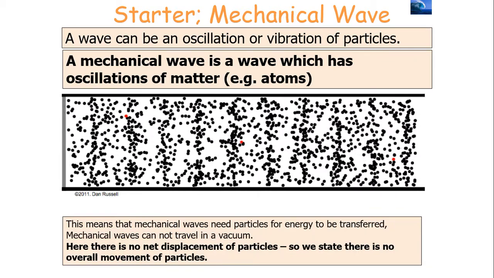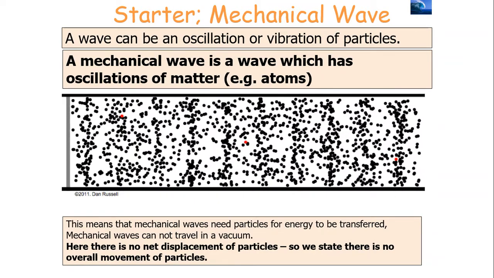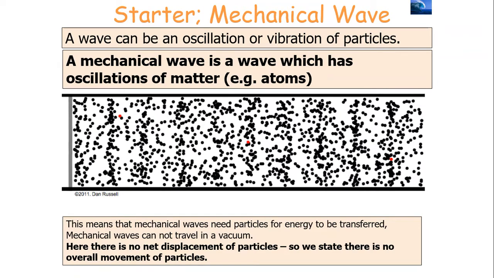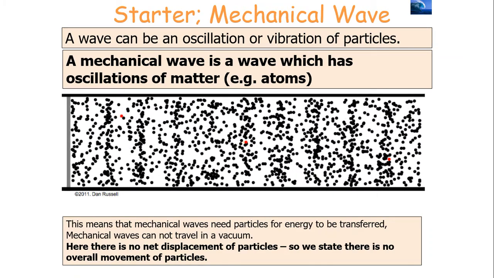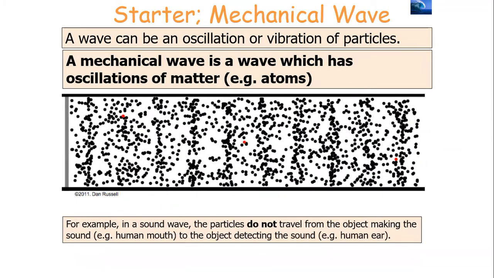This means mechanical waves need particles for energy to be transferred. So mechanical waves cannot travel in a vacuum. Now, just remember again, whilst the particles are oscillating backwards and forwards, there's no net displacement of the particles, so we state there's no overall movement.